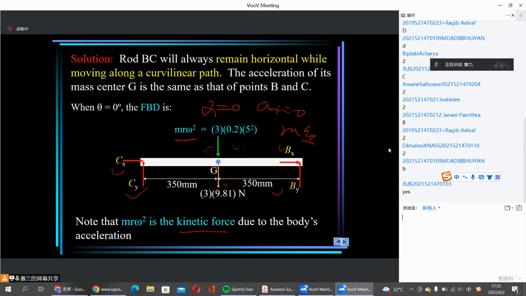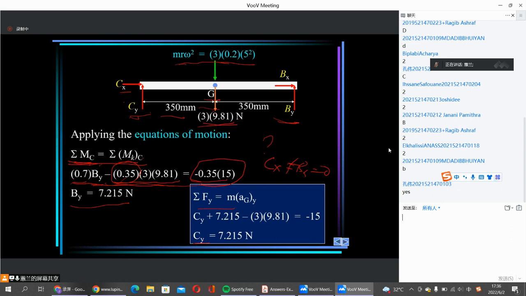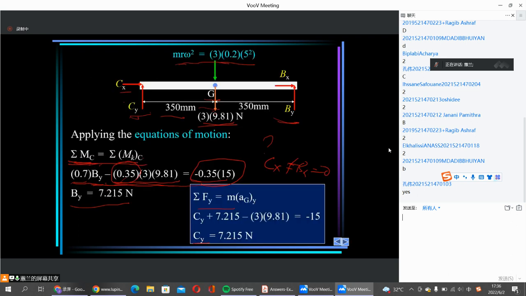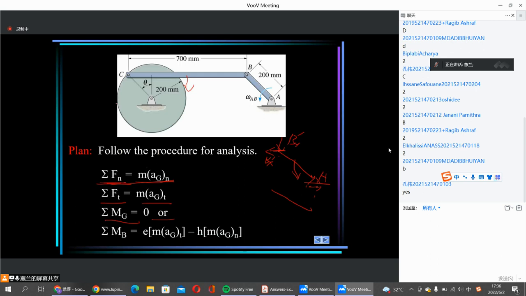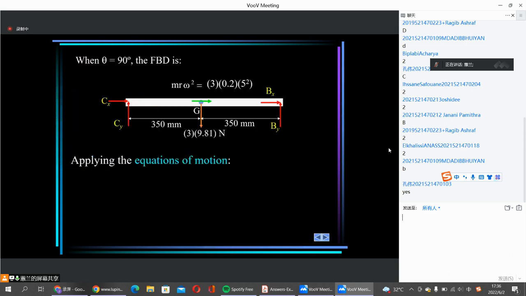So this is with horizontal. Okay, we can do this when theta equals 90 degrees. Just like here, we go back to when theta equals 90 degrees. So BC remains horizontal, but this time, sorry, should be here. This time, the MAG should point to B.